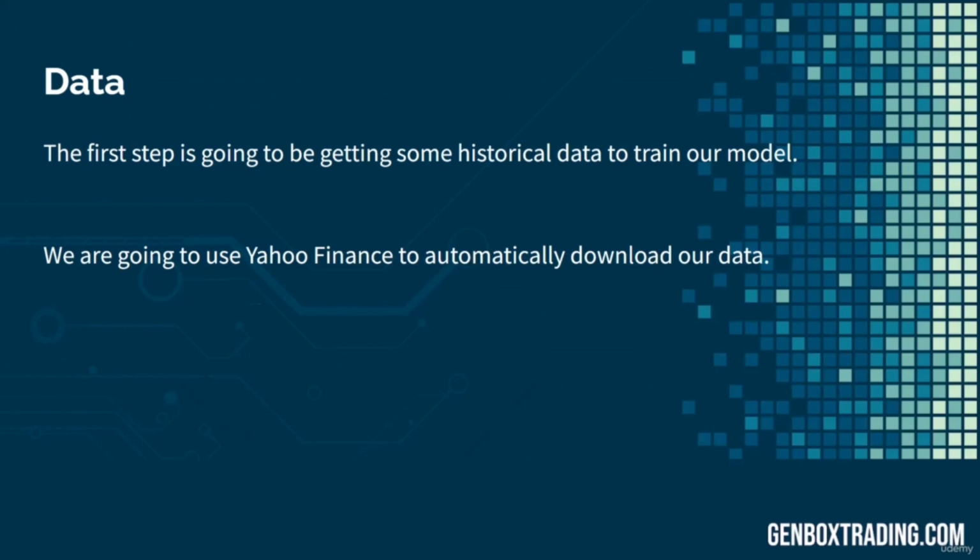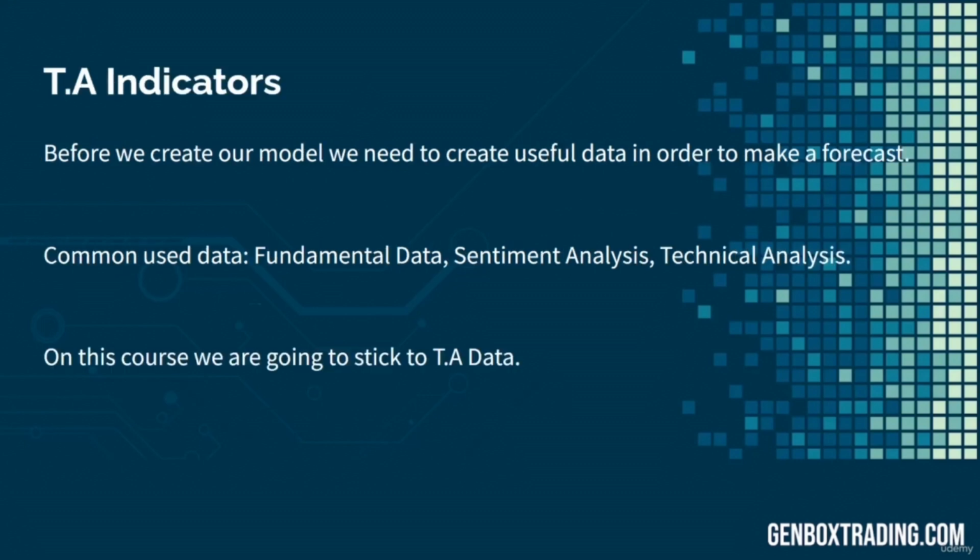First step is going to be getting some historical data to train a model. We are going to be using Yahoo Finance and stocks data to automatically download our data into our Python script containing our model. Before we create that model, we are going to create some useful insights in order to make a forecast. The commonly used data on machine learning models can be either fundamental data, sentiment analysis, or technical analysis. On this course, we are going to be sticking to technical analysis data.